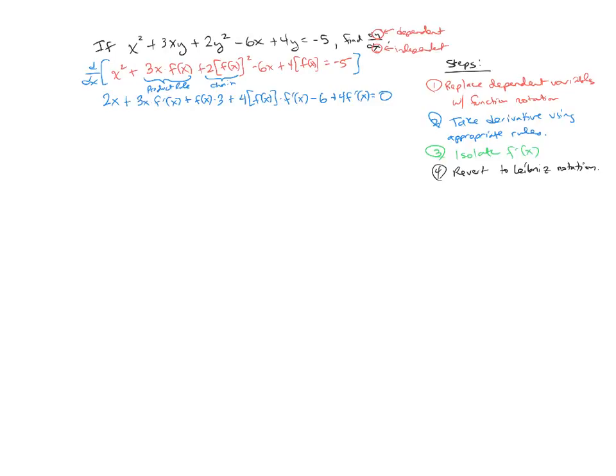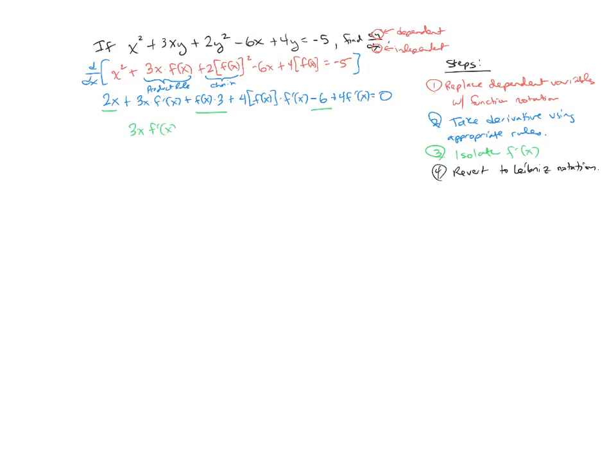So now I want to isolate f prime of x. So I'm going to take every term that has f prime of x in it and leave it on one side and move everything that doesn't over to the other. So 2x, no f prime, so I'm going to move it over. 3x times f prime of x has it, so I'm going to leave it. 3 times f of x does not, so I'm going to move it over. 4 times f of x times f prime has it, so I'm going to leave it. Negative 6 doesn't, so I'm going to move it over. And this last term has it. So when I move this stuff over, it'll look like this.